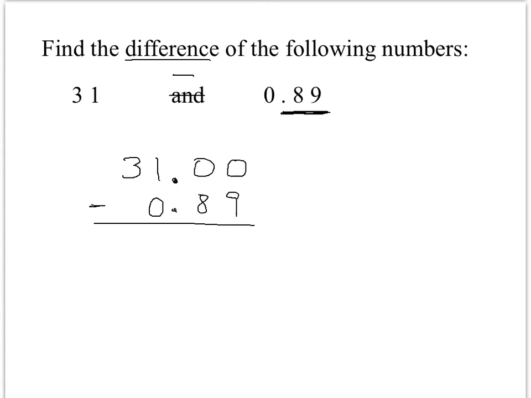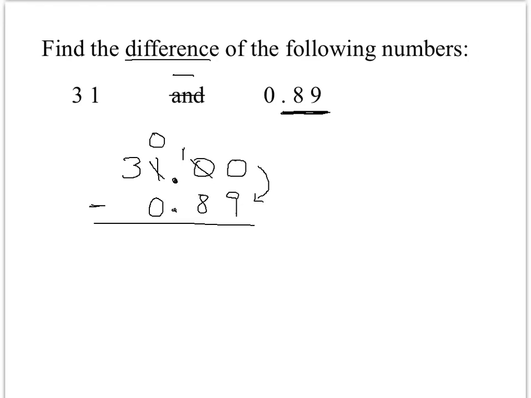Now, here we go. We're going to have to do some borrowing here. 0 minus 9, I can't do that. So I have to borrow. I look over to the left, and there's nothing to borrow from. So I keep going to the left and borrow 1 from this. That 1 turns into a 0, and the 1 I just borrowed comes over to the tenths place. So now I have 10 tenths.